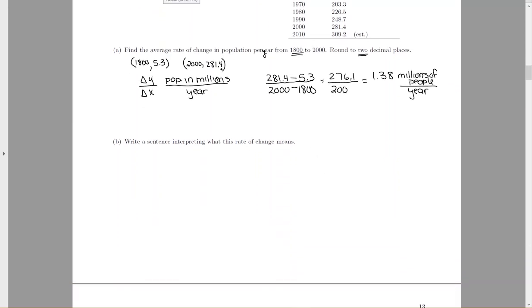All right, so write a sentence interpreting what this rate of change means. All right, so I'm going to start out with, again, on average, because it doesn't happen every year, but just sort of an on average, this is what we can expect. There was an increase. Well, let's just get the years here first. On average, between the years 1800 to 2000, our population increased.